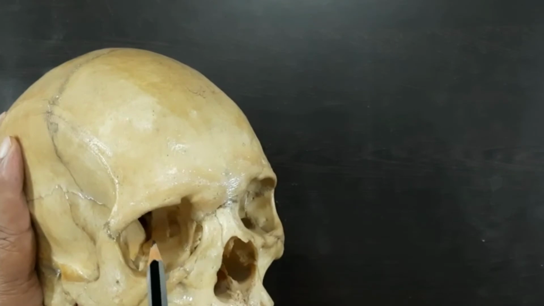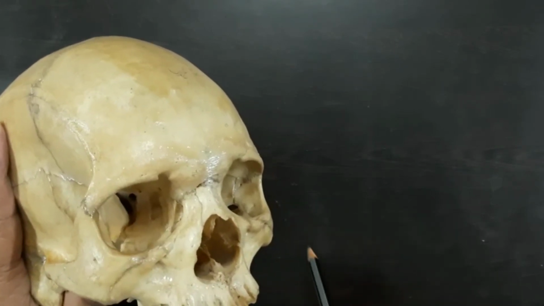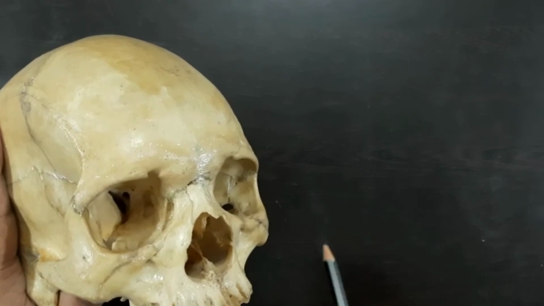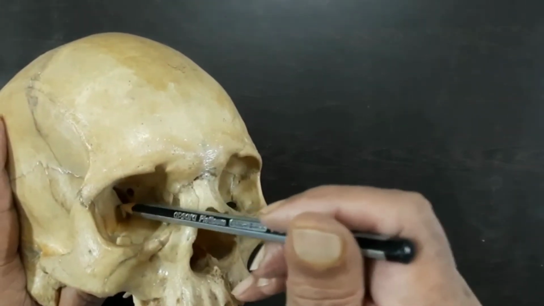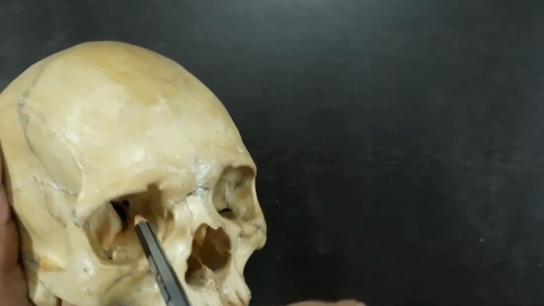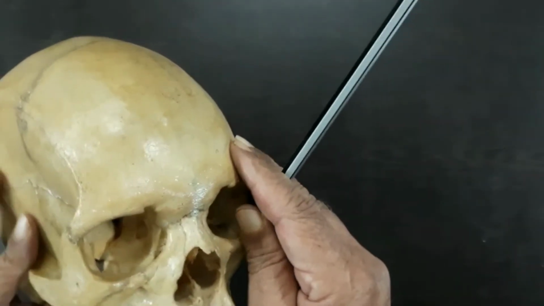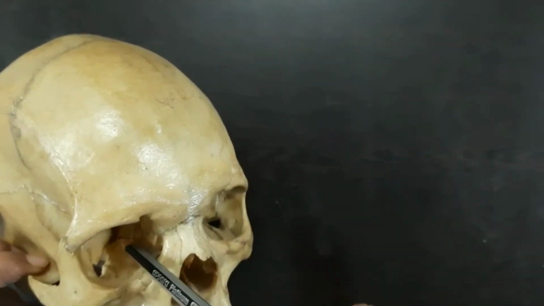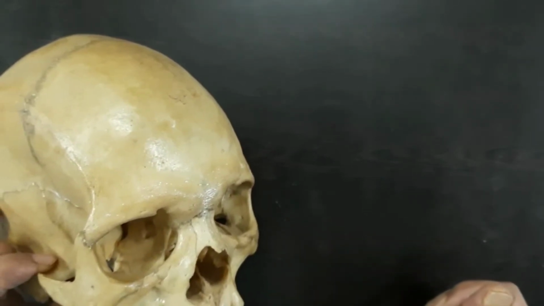Now let us see the boundary of this inferior orbital fissure. It is present between the lateral wall and the floor. See, this is the lateral wall of the right orbit, and this is the floor. In between, this gap is the inferior orbital fissure. Yes, it is better seen now. This is the inferior orbital fissure here.